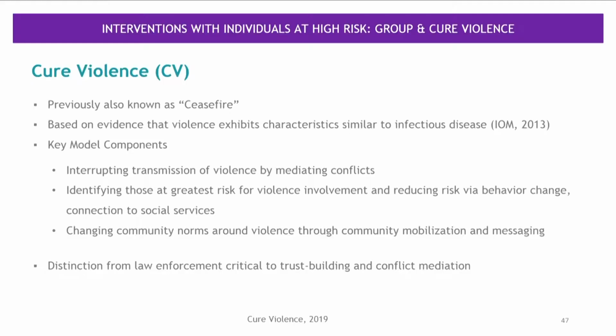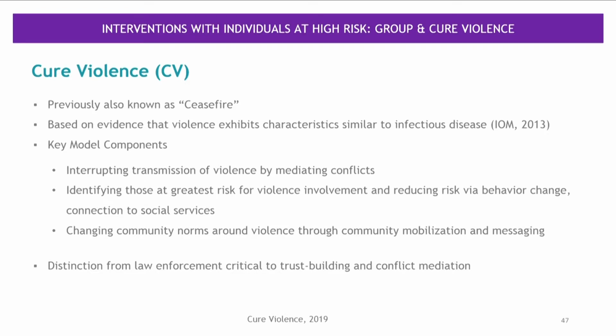The Cure Violence model is premised on a much different approach to violence deterrence. Originally known as Ceasefire Chicago, where it was first applied, the model is based on evidence that violent behavior, like infectious diseases, exhibits properties of contagion, including clustering, transmission, and spread effects.